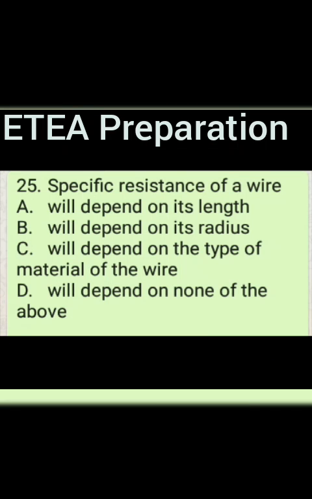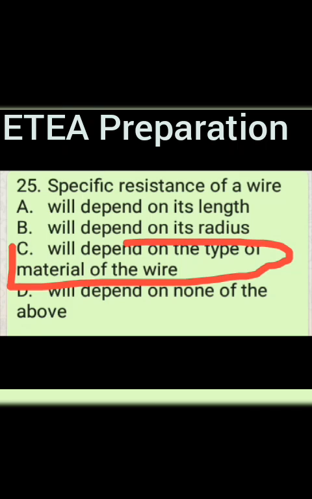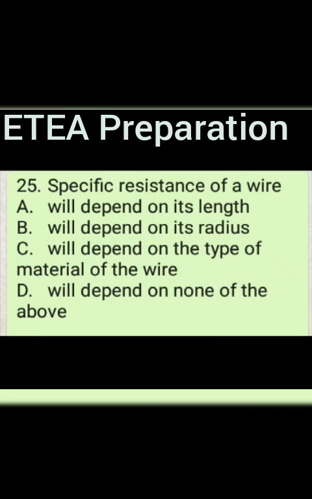क्वेश्चन दिया गया है स्पेसिफिक रेजिस्टेंस ऑफ ए वायर. तो इसका राइट ऑप्शन है ऑप्शन नंबर सी. Will depend on the type of material of the wire. नेक्स्ट क्वेश्चन.